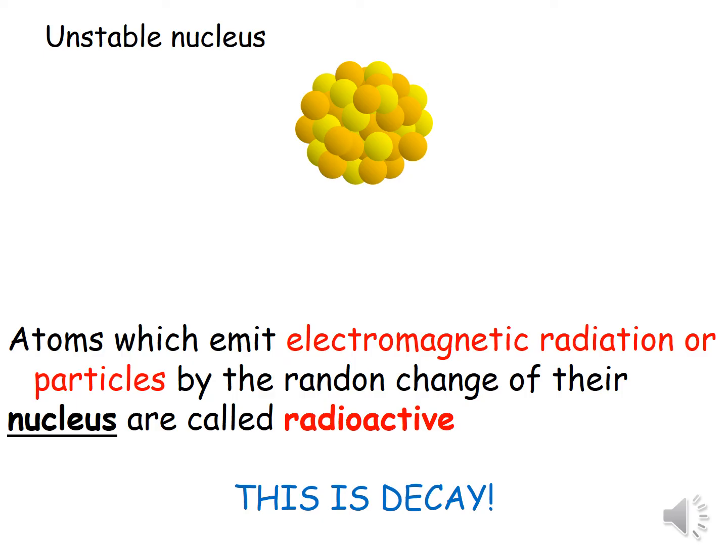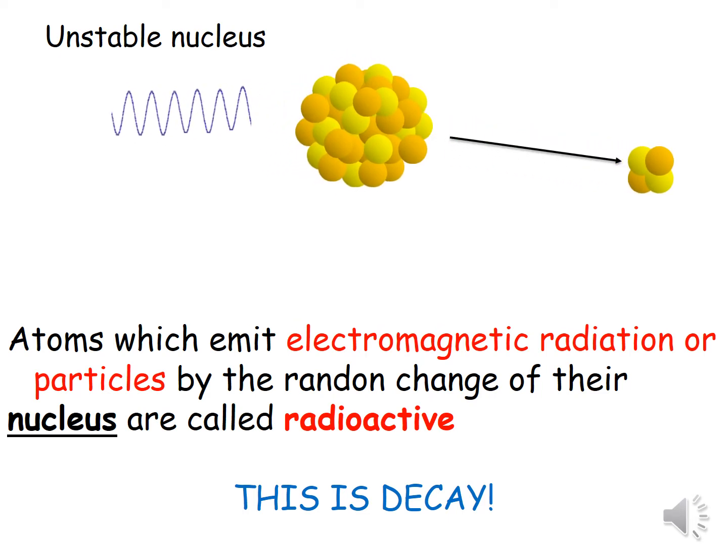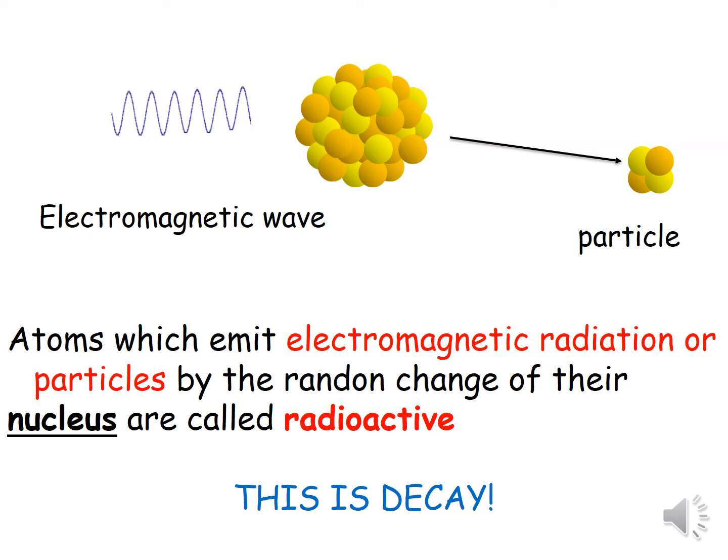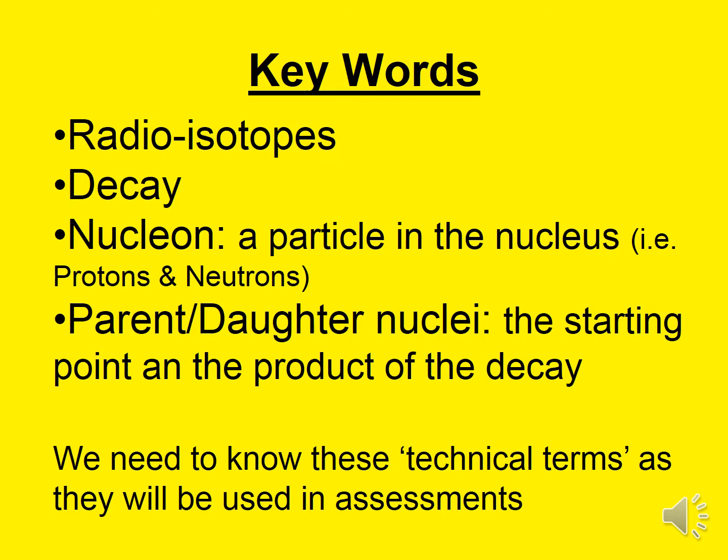emissions. To remind you, the unstable nucleus is what causes radioactivity, a random process, and it throws something out, whether it's an electromagnetic wave or some sort of particle. That is radioactive decay, and there are a few technical terms that we need to be aware of as we go through this. Keywords: radioisotopes should be pretty straightforward. It's an isotope of an element that's actually radioactive.